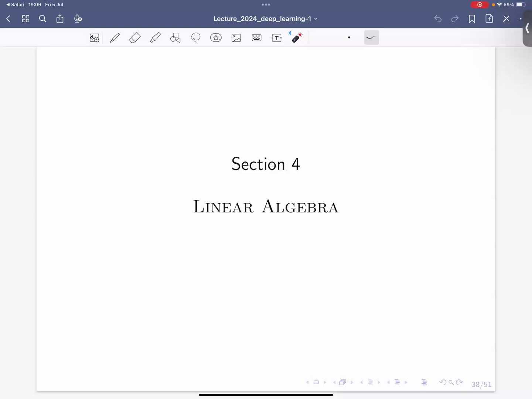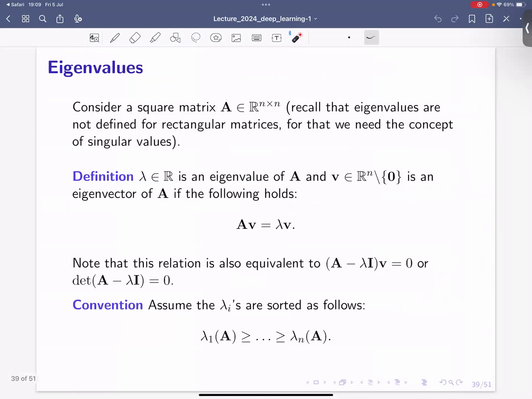Let's talk about linear algebra. I will start with the concept of an eigenvalue. So we are given a square matrix A, which is an n by n matrix. And the concept of an eigenvalue is only defined for square matrices. So it's important to highlight that we are talking about a square matrix. For rectangular matrices, we will later talk about singular values. So I will discuss this in this video.